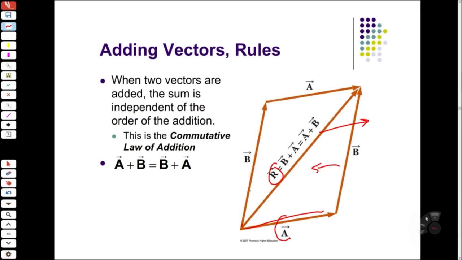That shows that the addition of vectors satisfies some rules, and A plus B is equal to B plus A. That is called commutative. You can exchange the order. So either you can consider A plus B to be R or B plus A, and the results are the same.